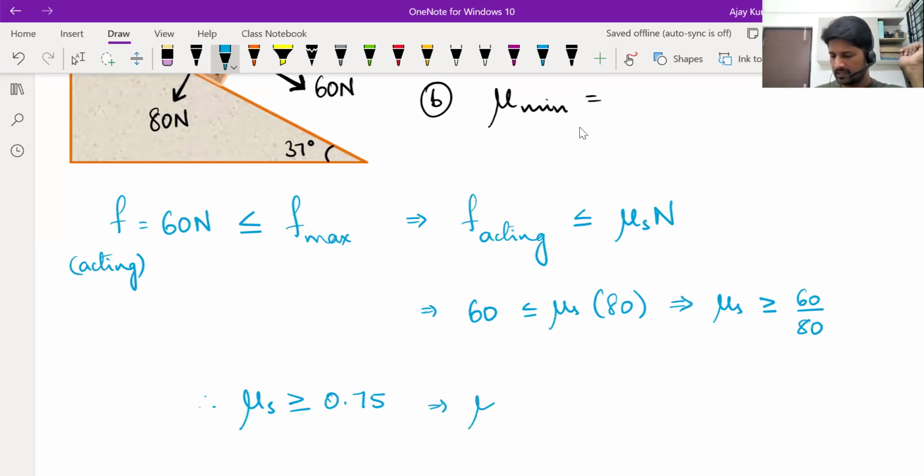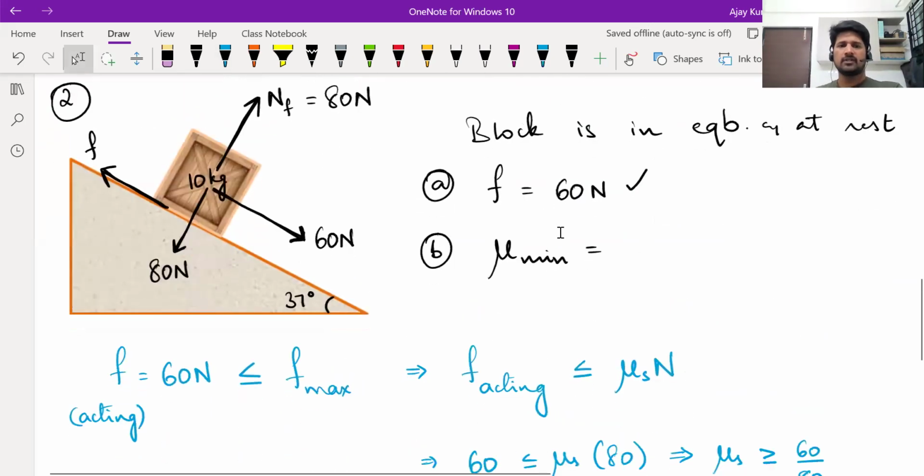That means it should at least be 0.75. Anything more than that also is fine. Friction will be sufficient. But if the coefficient of static friction is less than 0.75, the block would not have been able to stay there. That is what it means.